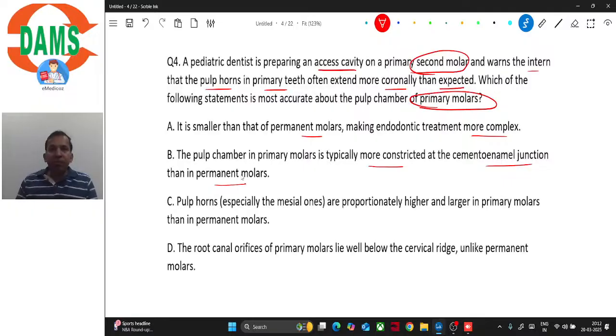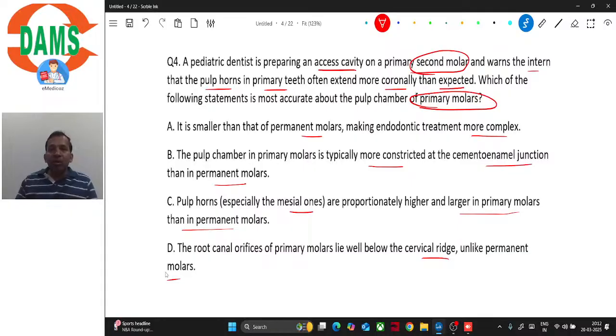So the pulp chamber here is narrow, that is what option B says, and the pulp chamber is smaller than the permanent, that is what option A says. Option C says that pulp horns, especially the mesial ones, are proportionately higher and larger in primary molars than in permanent molars. So here what it says is that the pulp horns are higher and they are larger. And option D is root canal orifices of primary molars lie well below the cervical ridge, unlike permanent molars.